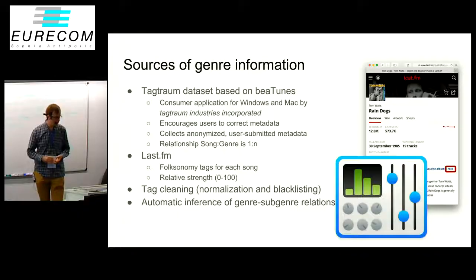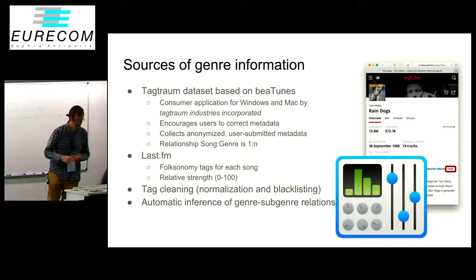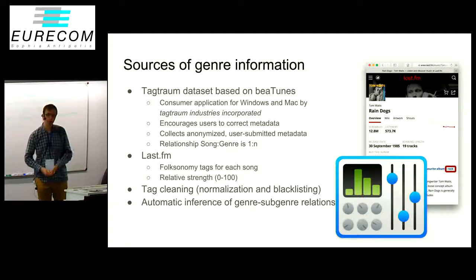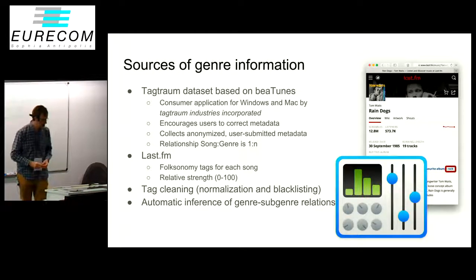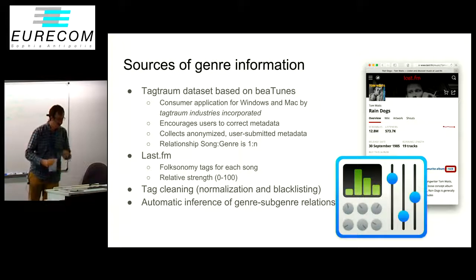We have two other sources of information, one from Tugtrum, which is some software developed by Hendrik here, and also from Last.fm, where we have folksonomy tags. This is where people can type in any descriptive text to describe these tracks, and we have a whitelist that we look at these tags, and we say, well, this tag looks like a genre, so we're going to take that as a label for that particular track.